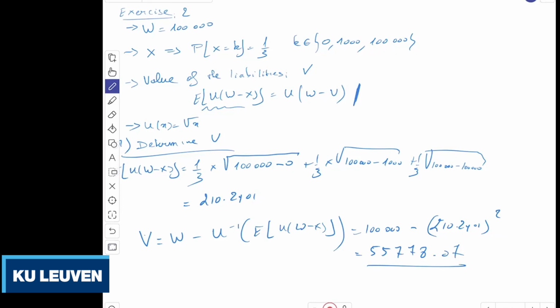Everyone understands these calculations? If not, please let me know. Because again, the focus is not on the calculations, right? I want to show you something with this example. Okay, so we find the value is 55,787. Okay.